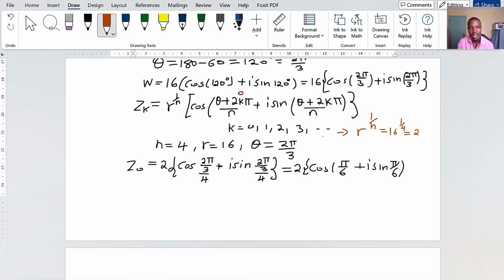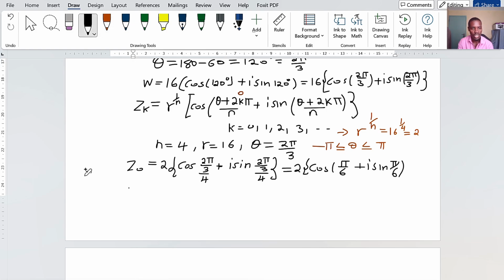Remember, our limits were from negative pi less than or equal to theta, less than or equal to pi. So as long as the value of theta we are getting here is less than pi or greater than negative pi, then we are good to go. So pi over 6 is less than pi. So it is not outside the limit.